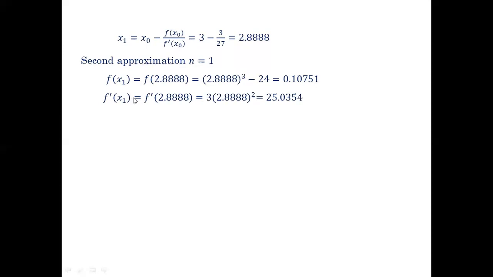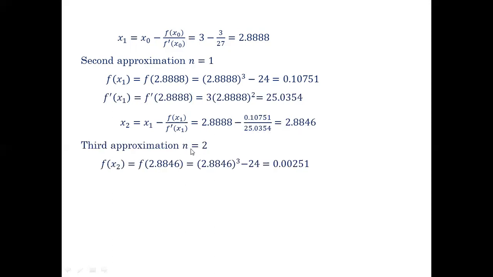Then find f dash of x1. F dash of x equals 3 into x square, that is f dash of 2.8888 equal to 3 into 2.8888 whole square, which is equal to 25.0354. Then x2 is equal to, we can write the formula of Newton's-Raphson method. So for approximation n equals 1, x2 is equal to x1 minus f of x1 by f dash of x1. So x1 is 2.8888 minus f of x1 is 0.10751 divided by f dash of x1 is 25.0354, which is equal to 2.8846.